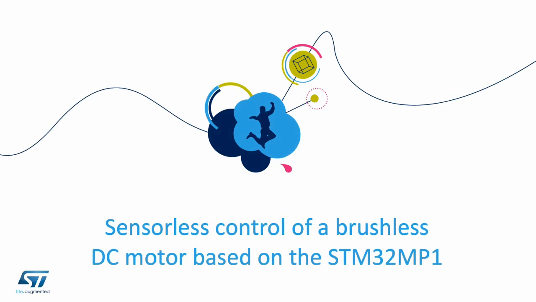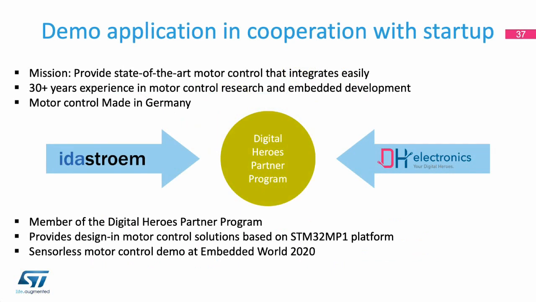At the last part of the webinar, we would like to show you with an example of how powerful the STM32MP1 is. The example is a motor control demo in that case. The motor control algorithm on the M4 was developed by our partner company EDAStream. They are specialists with sensorless control of brushless DC motors, and they are providing a design-in motor control solution based on the STM32MP1 platform. If this demo is interesting for your application, please feel free to get in contact with us or EDAStream.